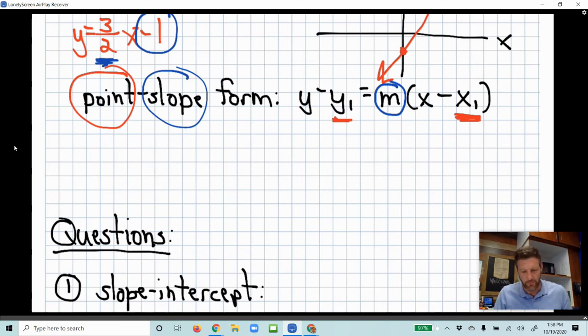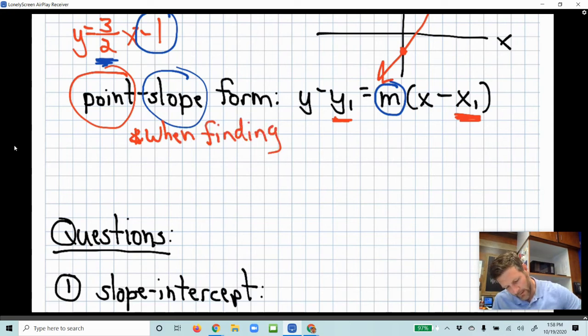And so this is the format used when finding the equation of a line.